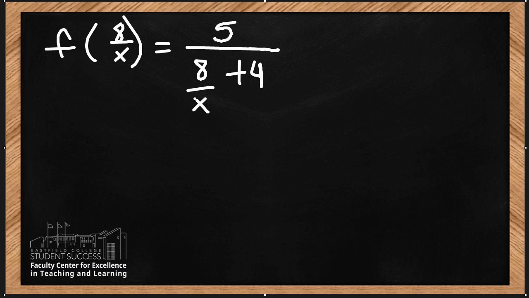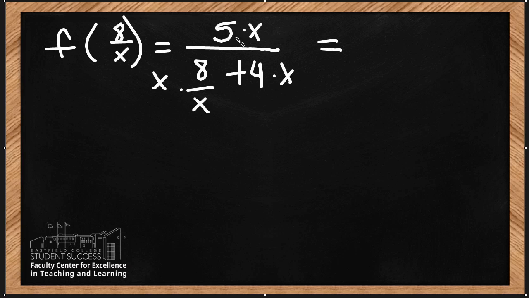Now, due to the fact that I have a fraction within a fraction, I'm going to go ahead and multiply everything by this denominator to help me get rid of the fraction within the fraction. So I'm going to multiply by x. Now I need to multiply everything else by x. So you need to multiply all your terms.